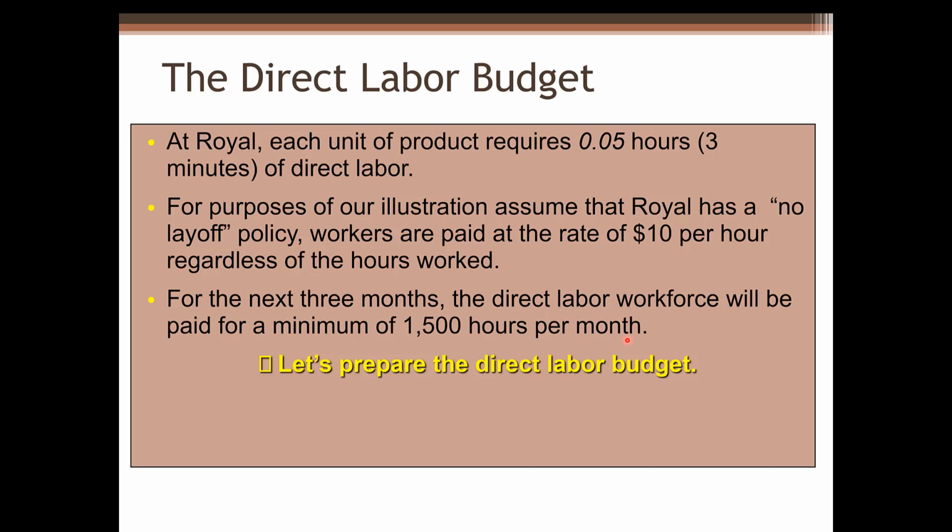At Rowe Year, each unit of a product requires 0.05 hours, 3 minutes, of direct labor. For purposes of our illustration, assume that Rowe Year has a no layoff policy. Workers are paid at a rate of $10 per hour, regardless of the hours worked. For the next 3 months, the direct labor workforce will be paid for a minimum of 1,500 hours per month. Let's prepare the direct labor budget.